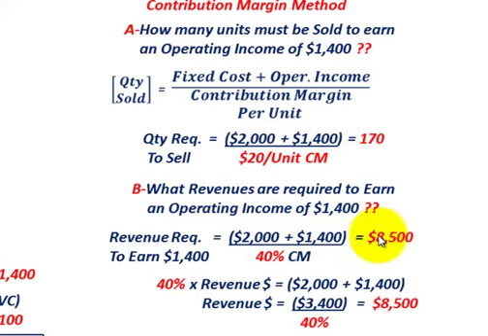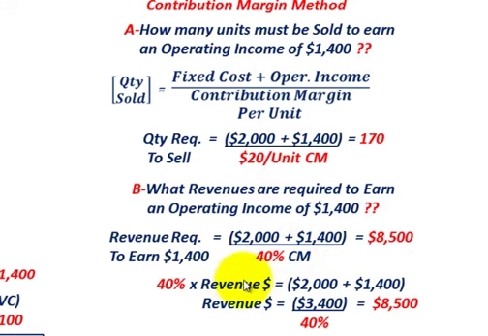And that's what we were using on our graph when we looked at it originally. We had that $8,500 as our total revenues, which was $50 per unit times the 170 units that we sold. So that's how you calculate the total revenues you have to sell in order to earn your operating income. Remember, we have to cover our fixed cost plus our income itself, $1,400, divided by the contribution margin percentage.